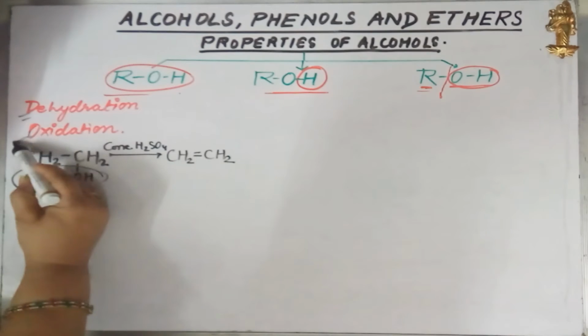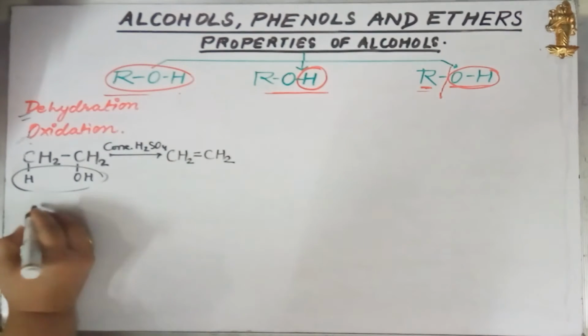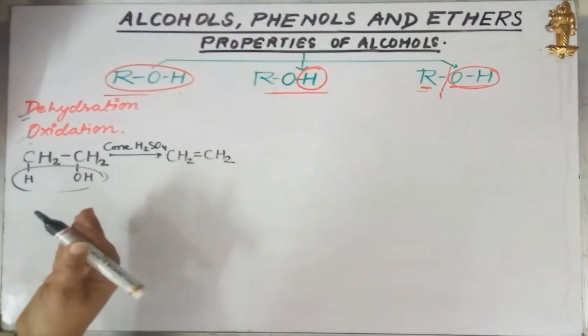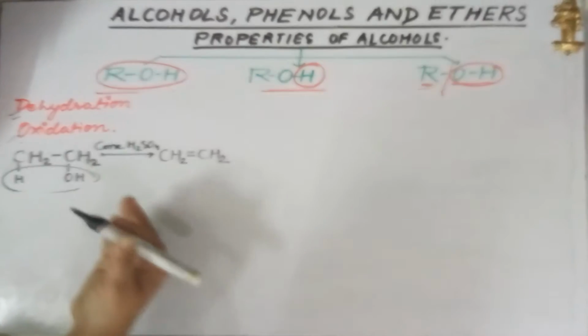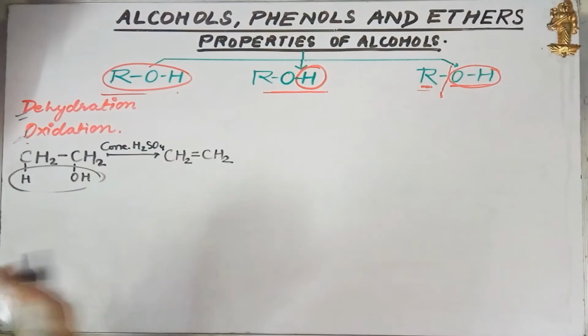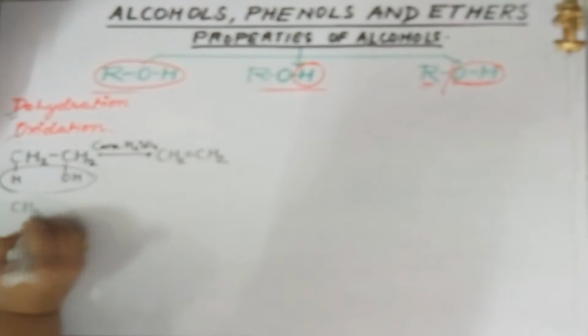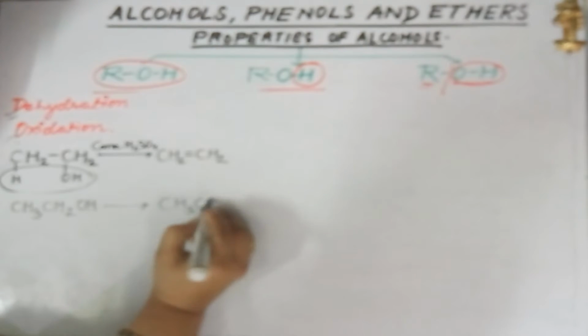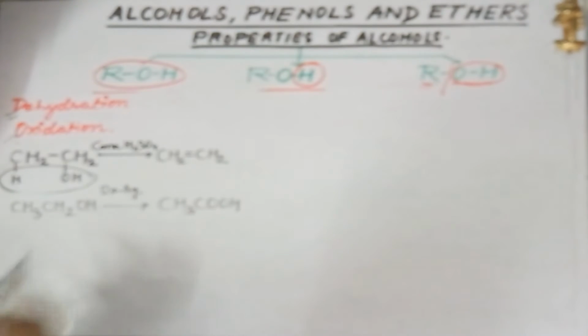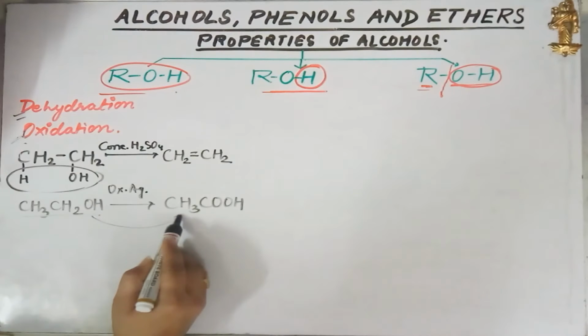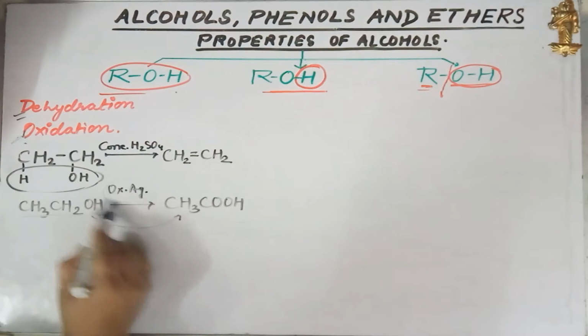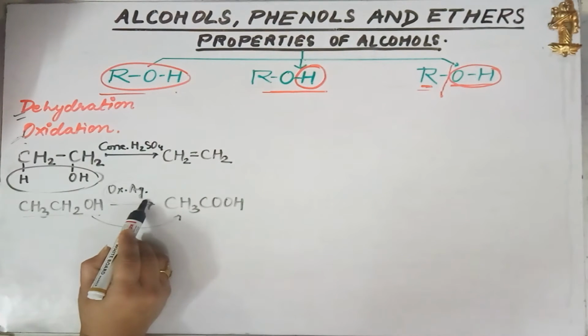In another kind of reaction called oxidation reaction, we can easily convert the alcohols into acids, and this reaction takes place in the presence of oxidizing agents like alkaline KMnO4 or acidified K2Cr2O7. So alcohols can be easily converted into acids by using the oxidizing agents like alkaline KMnO4 or acidified K2Cr2O7.